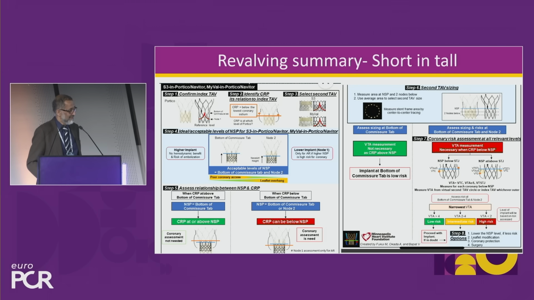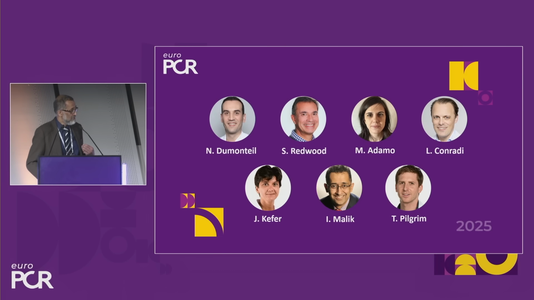So revalving is not straightforward. A short in tall, I think, probably is a better bet. And I think we do need to be able to look at how we might leaflet modify in an aligned valve. I don't know if we've got time, but there's one very final quick question about coronary access with Navitor compared to Evolut FX.